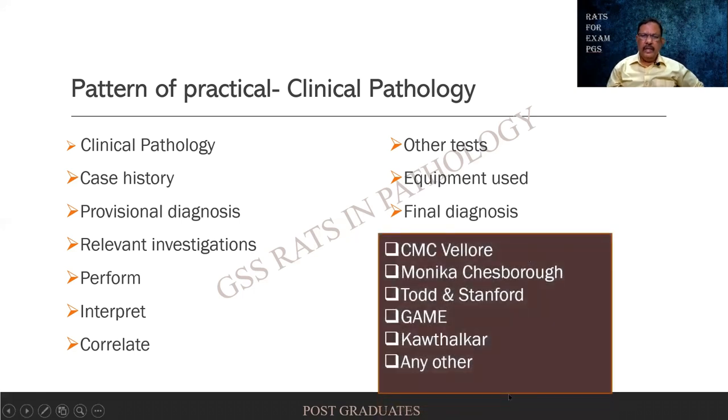This is again a list of books which I would refer. There are a lot of other books available. Whatever be it, my dictum is do not change the book, but you people can always go back to them if time permits. Game is one that I'm trying to introduce to the students of pathology.